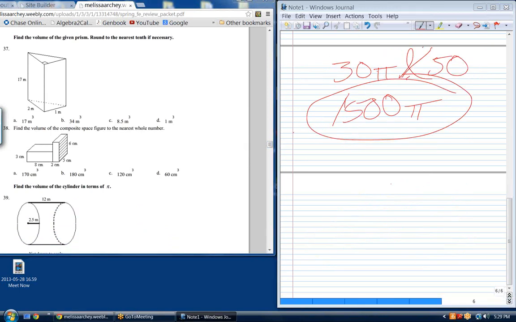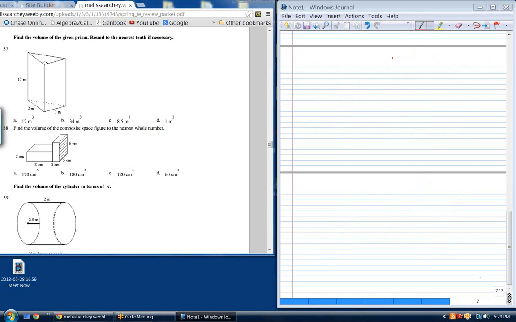Okay, the volume of all prisms is what? Of all prisms? Yeah, every prism that you want to talk about has the same thing for the volume. We did not do that. So what is it?